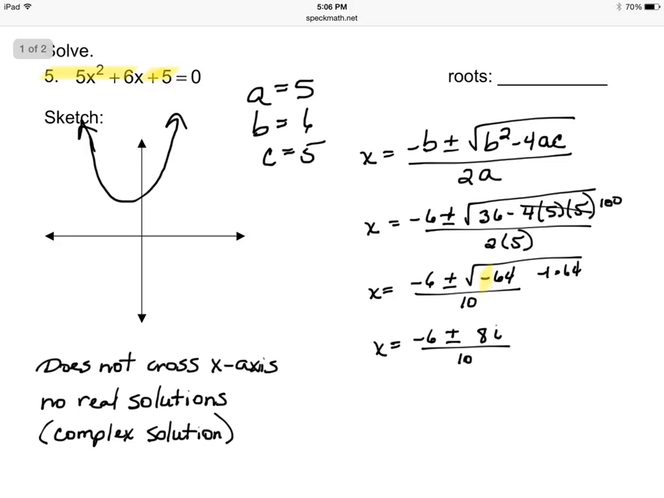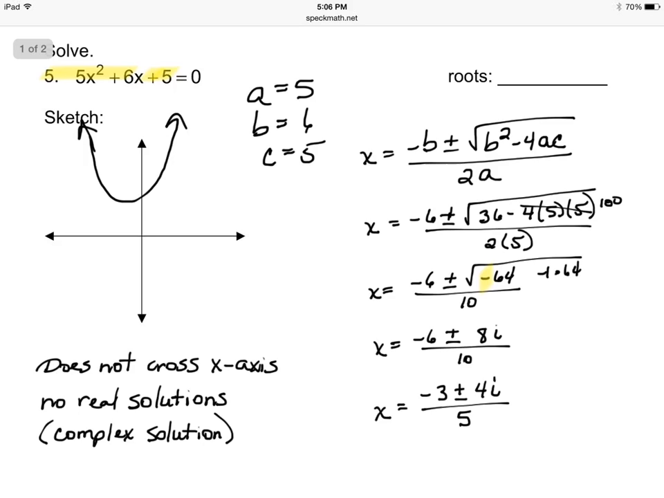Now, you can't combine your 6 and your 8i, just like you can't combine a number and 8x. I couldn't add it if that was an x. I can't add it if it's an i. So it's the same sort of idea. But I can reduce this. I can divide everything here by 2. So my final answer is going to be negative 3 plus or minus 4i over 5.